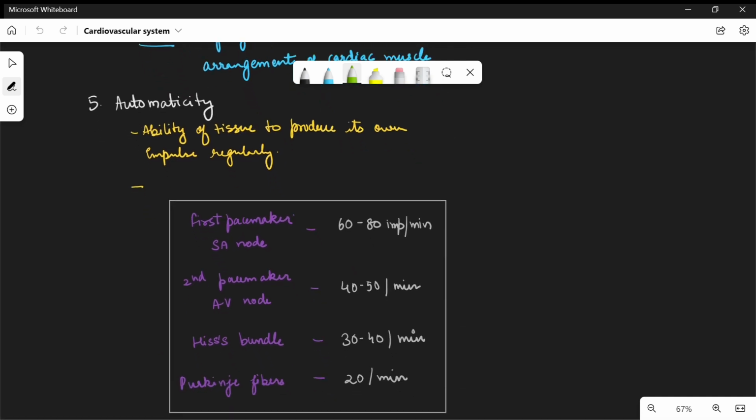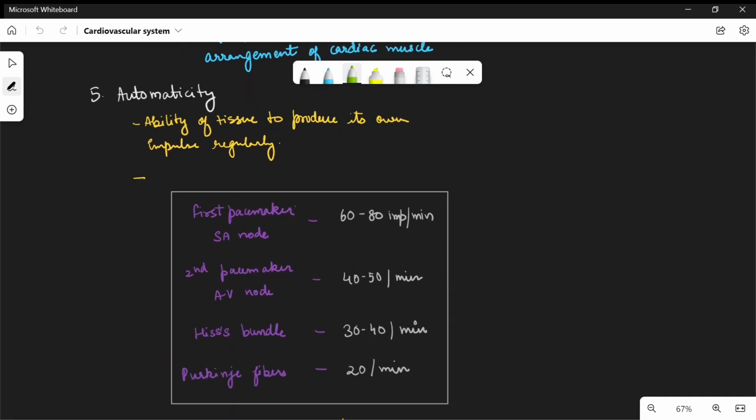The next and the last property is automaticity. It is the ability of tissue to produce its own impulse regularly. Here we need to learn the impulse values. First pacemaker, we all know, is the SA node. Its number is 60 to 80 impulses per minute. Second pacemaker is AV node, that is 40 to 50 per minute. Bundle of His is 30 to 40 per minute, and Purkinje fiber is 20 per minute.